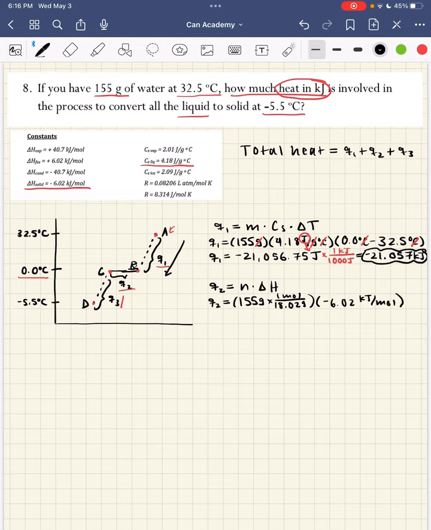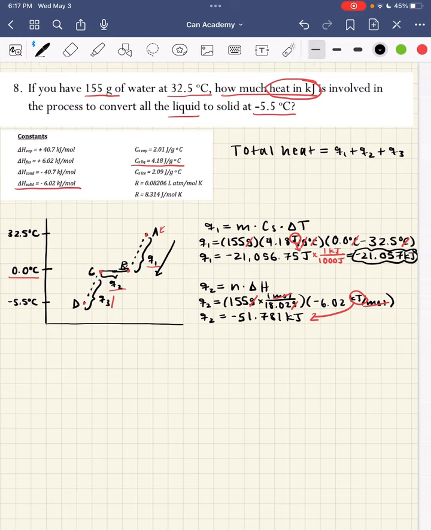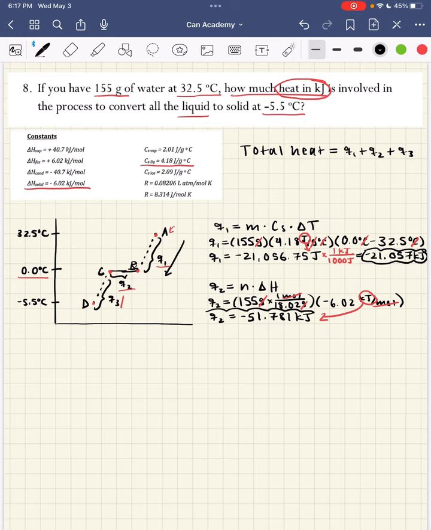Now, when we multiply all of this out, we are going to get that Q2 is equal to negative 51.781 kilojoules. And again, I'll show the units for this. These grams cancel out with this, and these moles cancel out with this mole, leaving us with kilojoules. Since it's already in kilojoules, we don't have to worry about converting it. So this is our Q2.